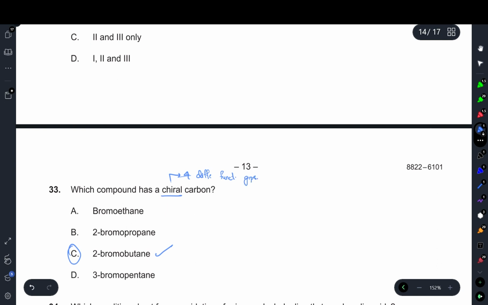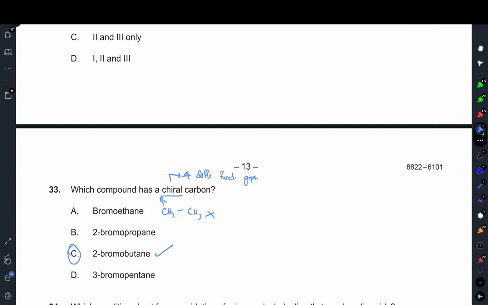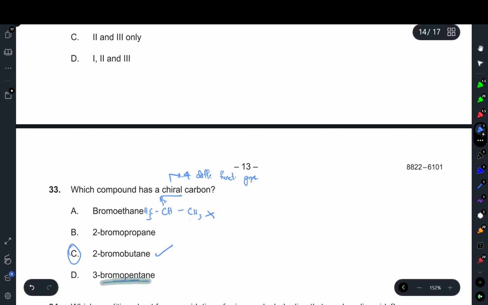This means that if you look at bromoethane, which has a CH2 and a Br connected to it, this is incorrect because it's connected to a CH3 on one, and H is the same on the first carbon. So that's incorrect. On the second one, 2-bromopropane means that the bromine is in the center. So it's like this. And again, it's connected to 2 of the same functional groups, CH3. Therefore, that's also incorrect. Finally, 3-bromopentane is a symmetrical molecule, which means once again, it is not a chiral carbon. Therefore, for question number 33, option C is the correct answer.